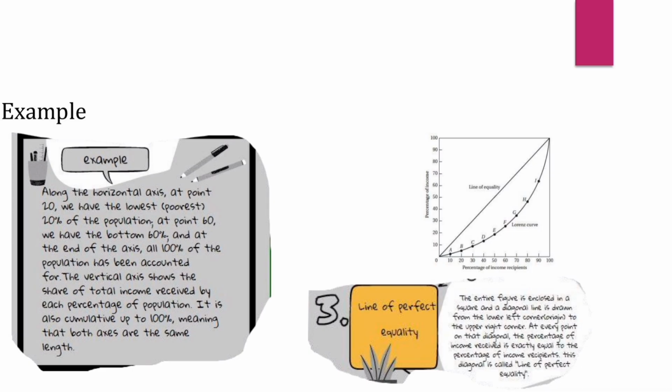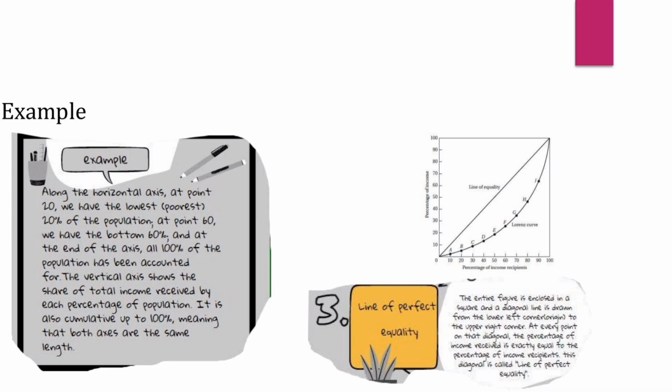Example, understanding the Lorenz curve. Imagine a population where we divide people based on their income levels. On the horizontal axis, we have the population ranked from the poorest to the richest. At point 20, the lowest 20% of the population is accounted for. At point 60, the bottom 60% of the population is included. By the end of the axis, 100% of the population is represented. Now let's look at the vertical axis. This shows the share of total income received by each percentage of the population. Since the data is cumulative, both axes reach 100%, meaning they are of equal length.